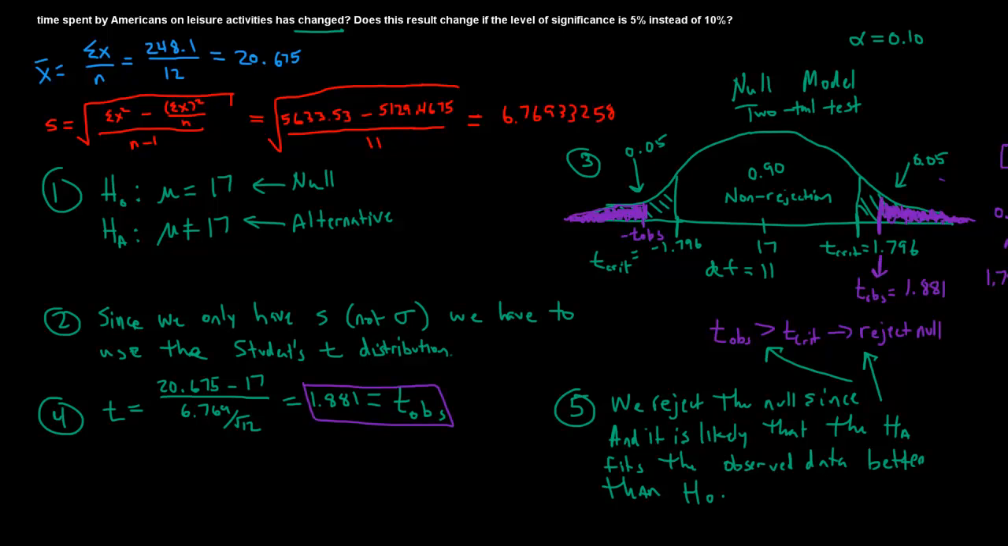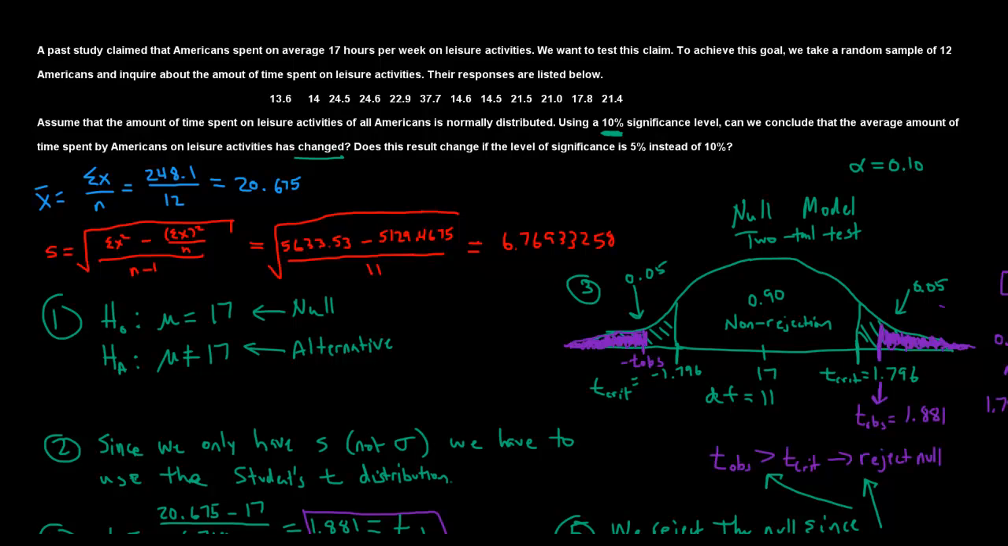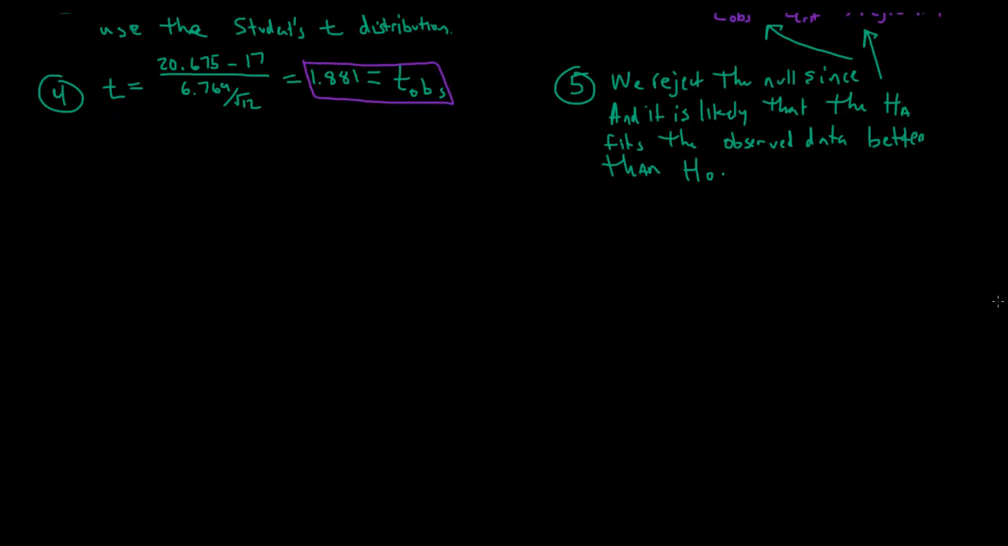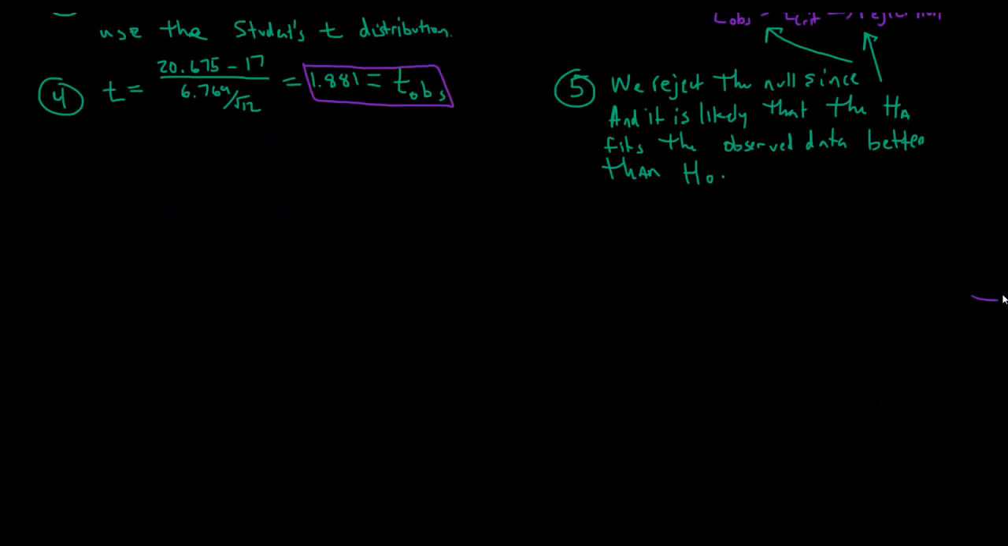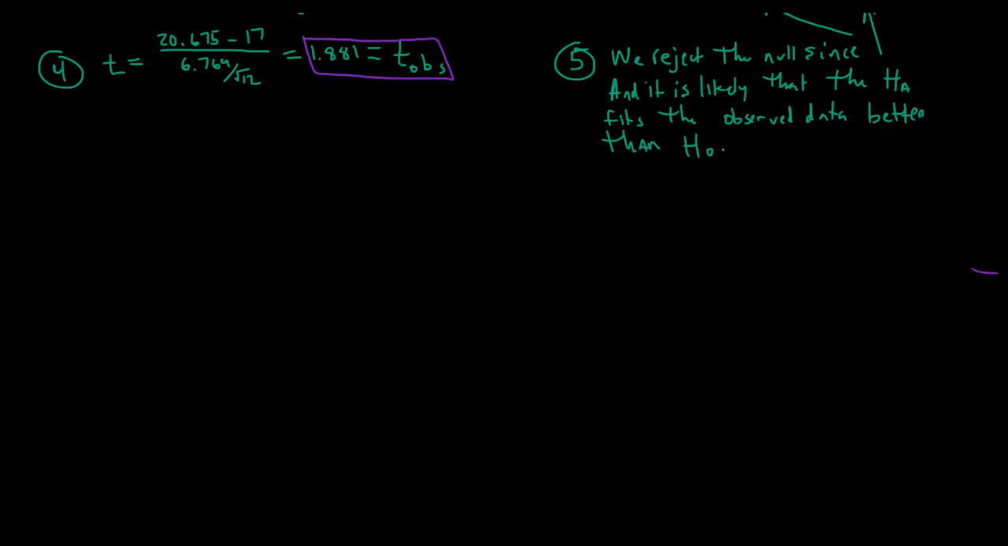Now, I almost forgot. I was about to say see you later, but I actually said up here, what happens if you change the significance to 0.05, 5%, instead of 10%? Real quick, I'll just draw another picture. I need to keep that observed value. I'm going to draw just this in another color. I'm going to draw another null model.